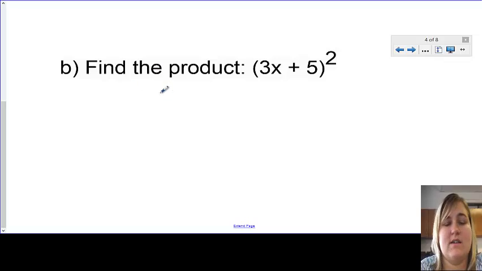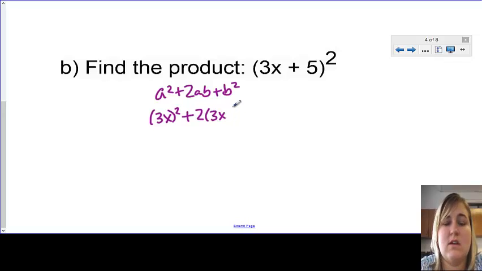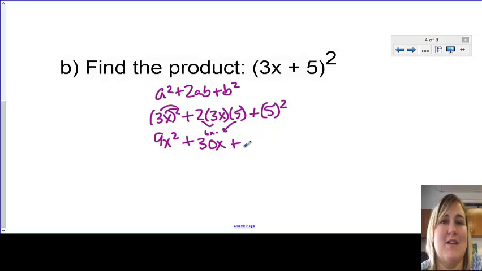Same thing here. I have the exact same formula, a squared plus 2ab plus b squared. Okay, a squared is going to be that 3x. I'm going to take 3x and I'm going to square it. Plus 2, instead of a, I'm going to put 3x times 5, which is my b, plus my 5, which is b, squared. So this squared is going to go to everything. 3 squared is 9, x squared is x squared, plus this gets me 6x, times this 5, which is going to get me 30x, plus 5 squared, which is 25. Final answer.